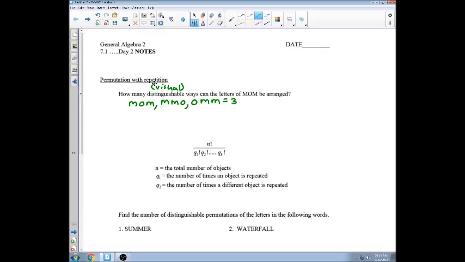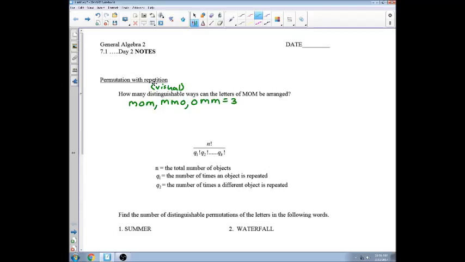Okay. So if we look at the formula just beneath this, it says the total number of objects is n. So we have n factorial, which just means if I have three objects, then I take 3 times 2 times 1. Q1 is the number of times an object is repeated. Q2 is the number of times a different object is repeated. So what's going to happen in the denominator here is I'm going to take every time that something gets repeated, I will do a factorial of how many times it got repeated.